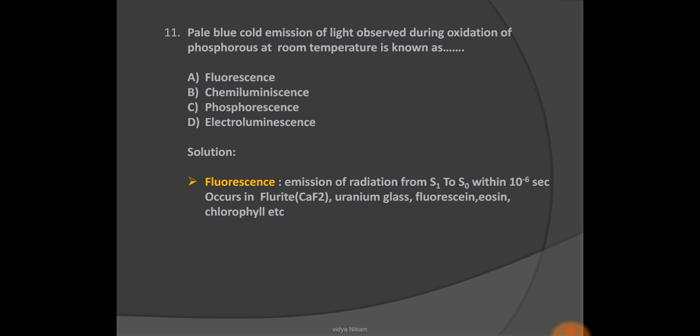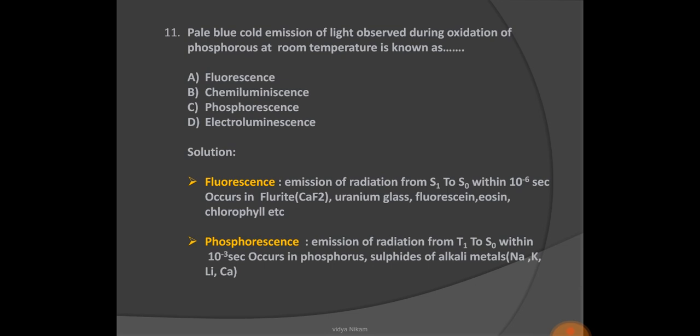Fluorescence is the emission of radiation from S1, that is the singlet excited state, to the ground state within 10 raised to minus 6 seconds. It occurs in fluorides like calcium fluoride, uranium glass, fluorescent eosin dyes, and chlorophyll pigment, etc. Phosphorescence is the emission of radiation from the triplet excited state T1 to the ground state S0 within 10 raised to minus 3 seconds. It occurs in phosphorus, sulfides of alkali metals like sodium, potassium, lithium, calcium, etc.